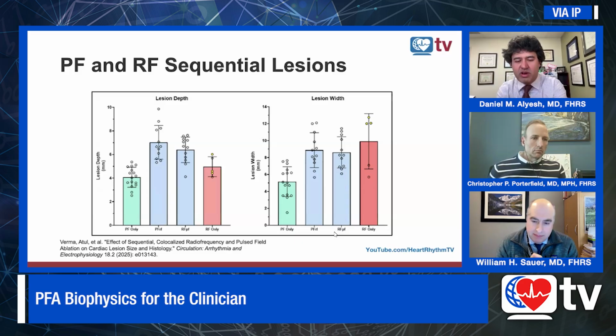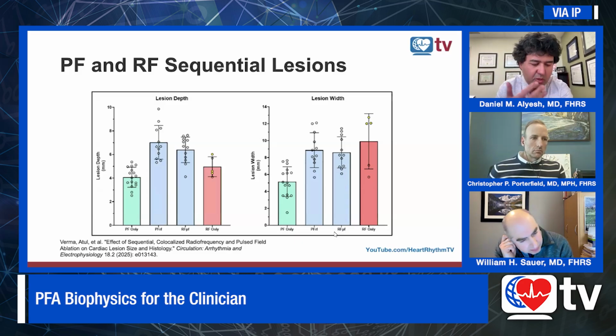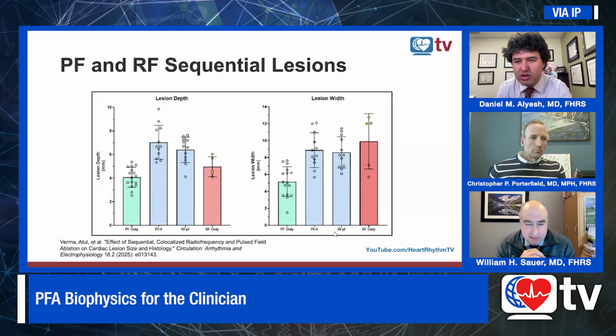Whenever I'm ablating the ventricle and I'm worried about a steam pop, on the RVOT free wall or something, I'm thinking to myself, when can I get PFA so I can not worry about this? But with this sequential technique, there appears to have been some steam pops. So can you comment on that and why you think that occurred?